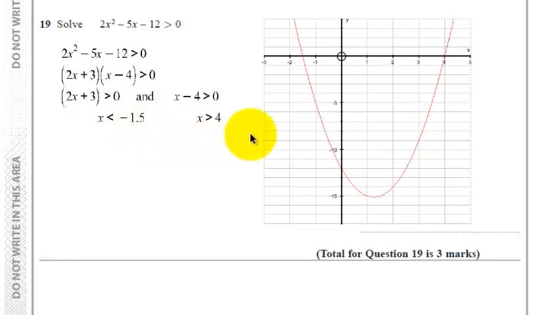You then have to look at your graph, because I want the values where 2x squared minus 5x minus 12 is greater than 0, and that's going to be above the x-axis, where the y value is greater than 0. So we can see x has to be bigger than 4, because that's where the curve goes above the x-axis, where the y is positive, where the y is greater than 0, and x is going to be less than minus 1.5, because that is where the curve is above the x-axis.